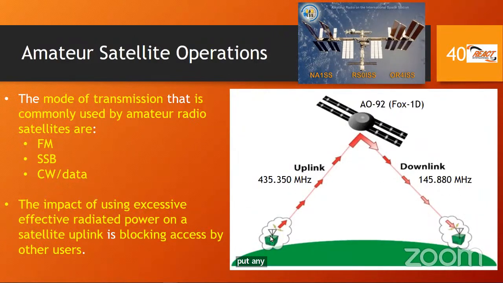All right. So when you are transmitting, you need to know what mode you're using, whether it's FM, whether it's SSB, and so on, right? D-STAR. So different satellites utilize different modes. But for the exam, we need to know that the modes of transmission commonly used by amateur radio satellites are FM, which is frequency modulation, SSB, which is single sideband, CW, which is continuous wave or Morse code, or data. This is an exam question: the common modes that are used by amateur radio satellites.